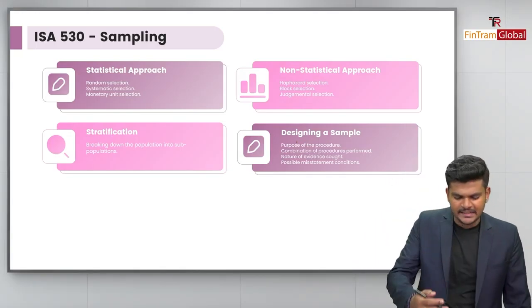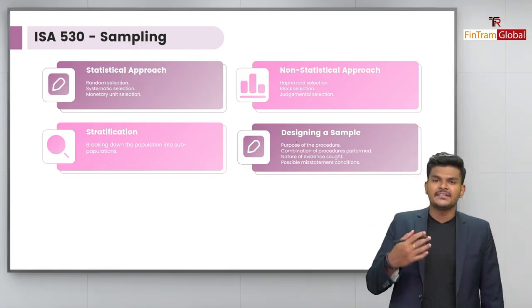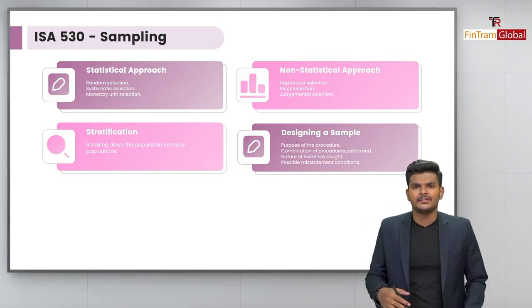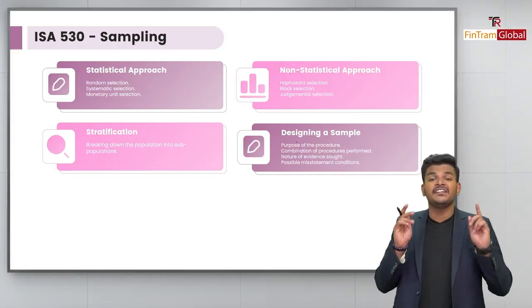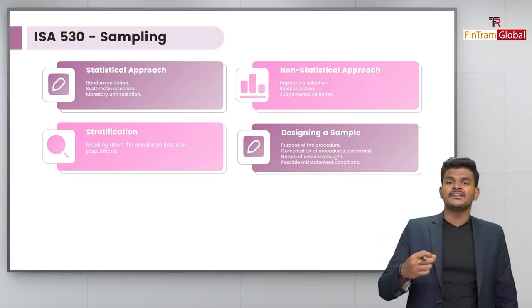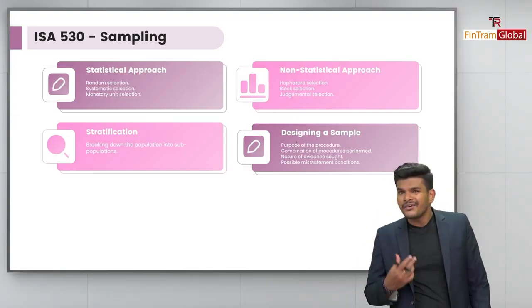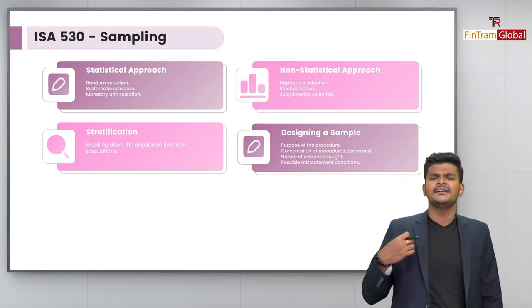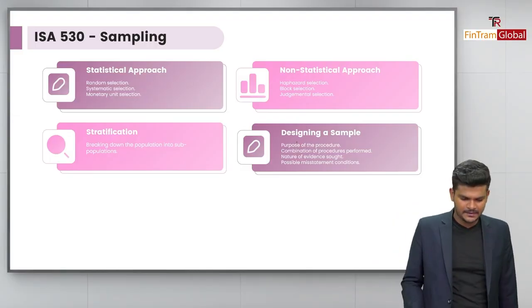So there is, of course, the statistical approach as well as non-statistical. Statistical is basically when you randomly select things using probability. Every item has an equal chance of getting selected. But in non-statistical approach, every item may not have an equal chance of getting selected because there's a slight degree of judgment involved. Okay, folks, so that's basically the idea.